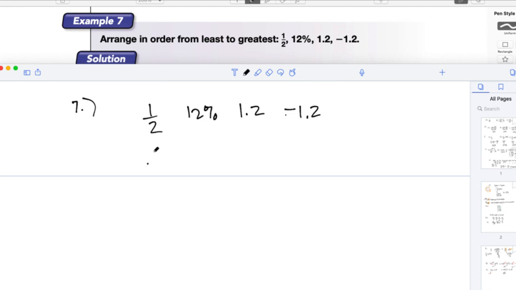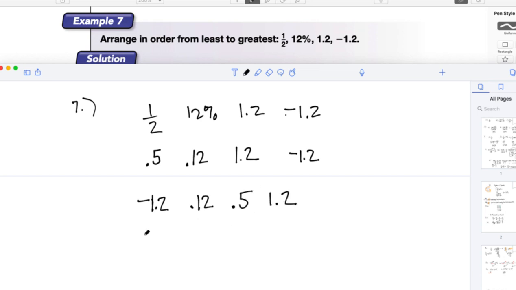1/2 as a decimal, we've done this enough to know that that's 0.5. If I divide 2 into 1, that's what I'm going to get. 12% as a decimal is just moving the decimal place back 2 spaces, so that's going to be 0.12 or 12 hundredths. This is already in its decimal form, as is this. So now I'm ready to go. I realize that the smallest number is this negative 1.2, as I expected. The next smallest number is going to be 0.12. The next number is going to be 0.5. And the largest number is 1.2.